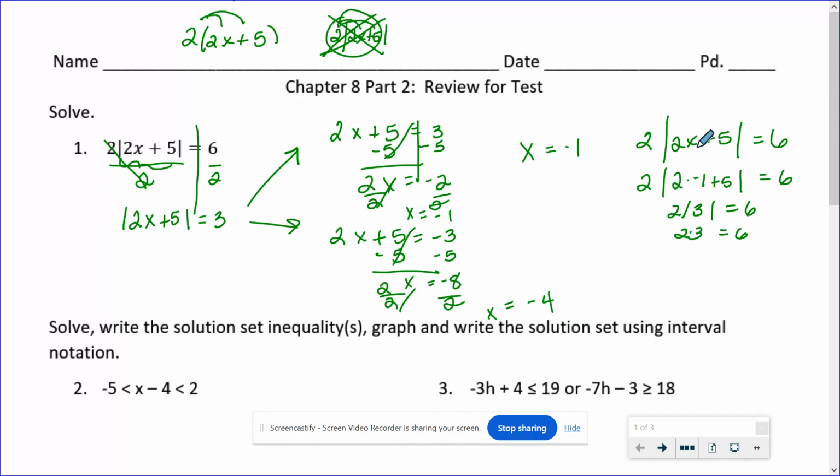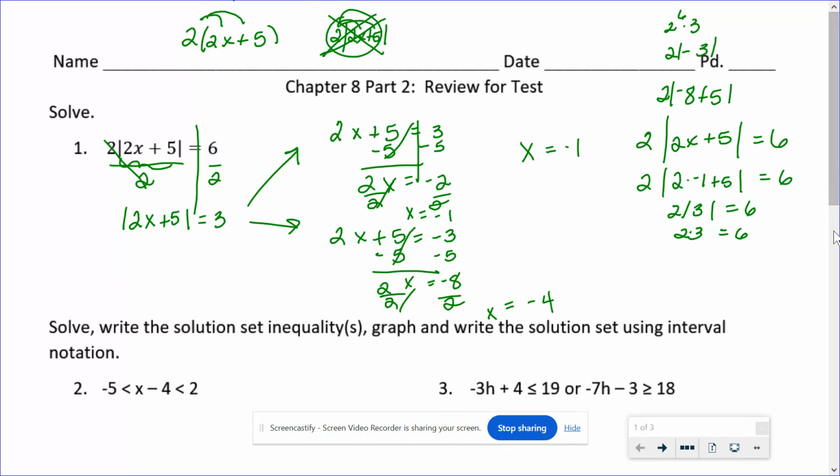So if I put a negative 4 in this spot, 2 times negative 4 would be negative 8. Negative 8 plus 5 would give me negative 3. In the absolute value bars, that would become positive 3, and 2 times 3 is 6, and that would also work. Number 2 is another absolute value question, but this time it is in the form of an inequality.